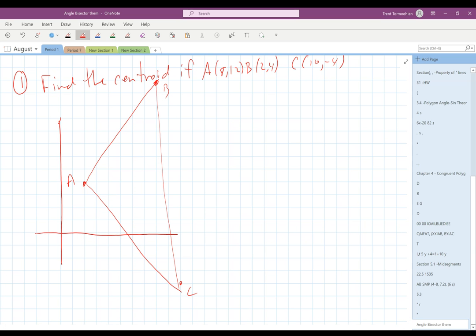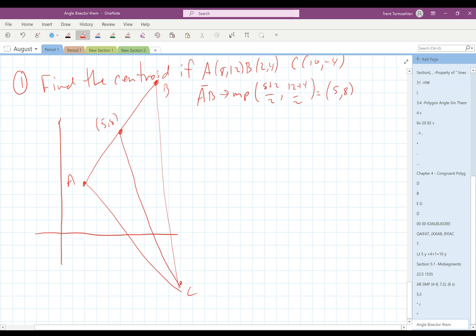triangle. And so I'm going to find the median along AB. And so that means I need the midpoint of AB. And so the midpoint of AB is just going to be (8 plus 2) over 2, (12 plus 4) over 2, which turns out to be (5, 8). And so (5, 8) is my midpoint right here. And the median, remember, is just the segment from the midpoint to the opposite vertex. And so I know that this is (10, -4).